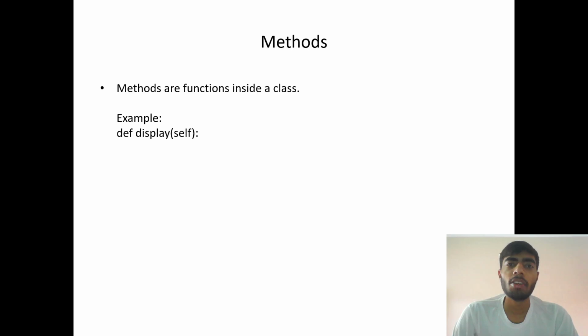Methods are simply functions written inside a class. They define the actions that an object can perform. For example, a student class may have a method called display that prints the student's information. Methods help organize related functionality inside the class, making the code cleaner and easier to manage.